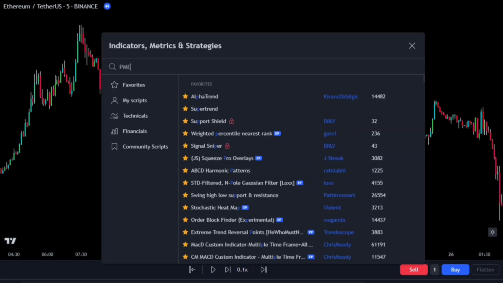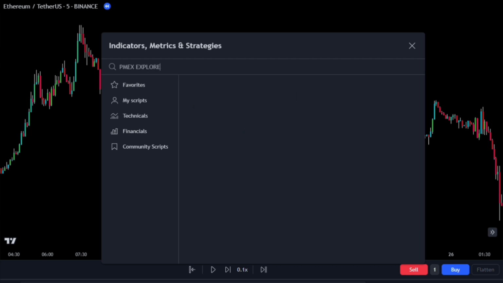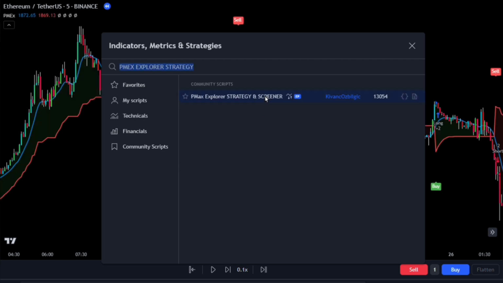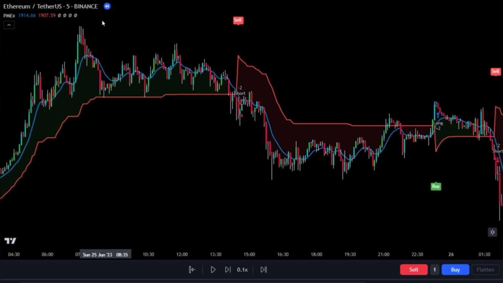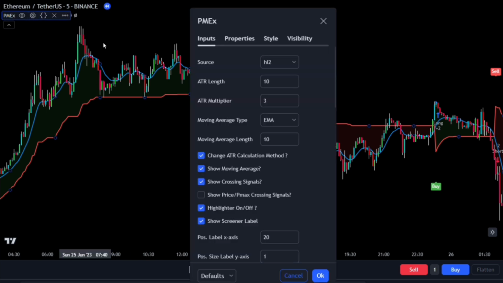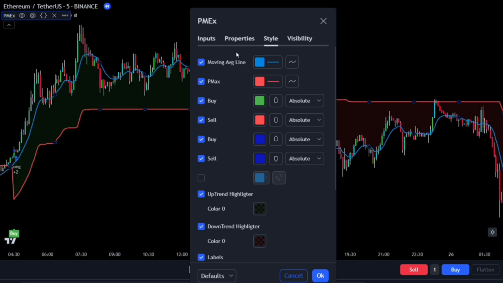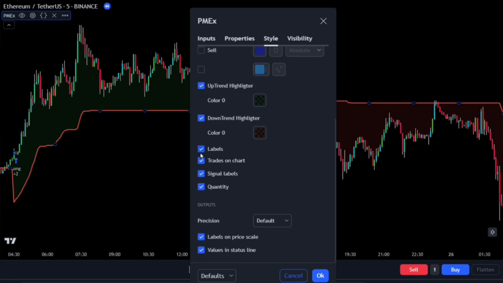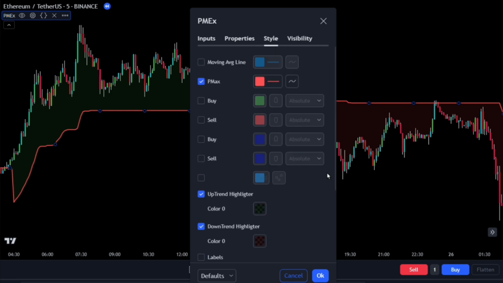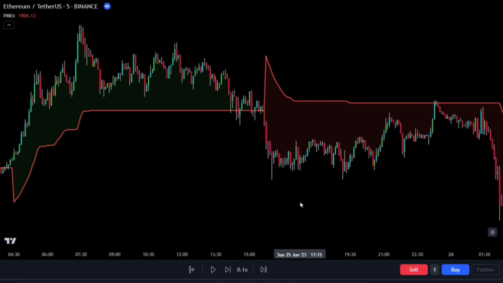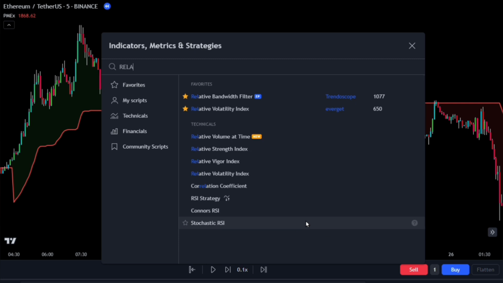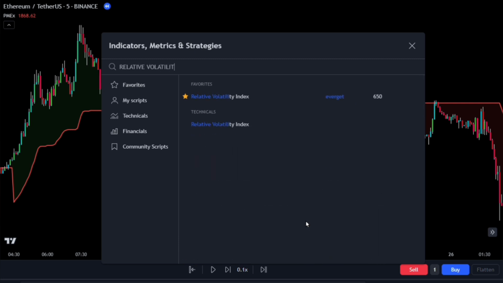The first indicator is a moving average, which helps us spot potential trends in the market. To set it up, add the PMEx Explorer strategy and screener by Kevin Kozbiljic to your chart. Then go to Settings and make a couple of changes. Under Inputs, set the length to 49 and increase the multiplier to 5. As for the style, just use the preset I've already set. It's pretty straightforward. Moving on to the second indicator, we'll use the Relative Volatility Index by Averget.